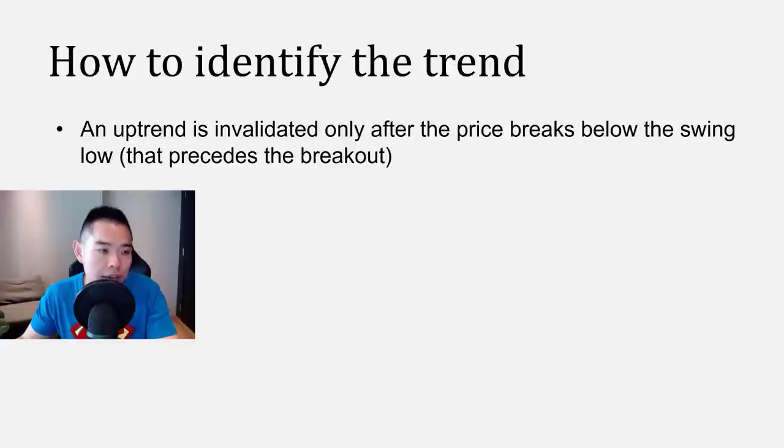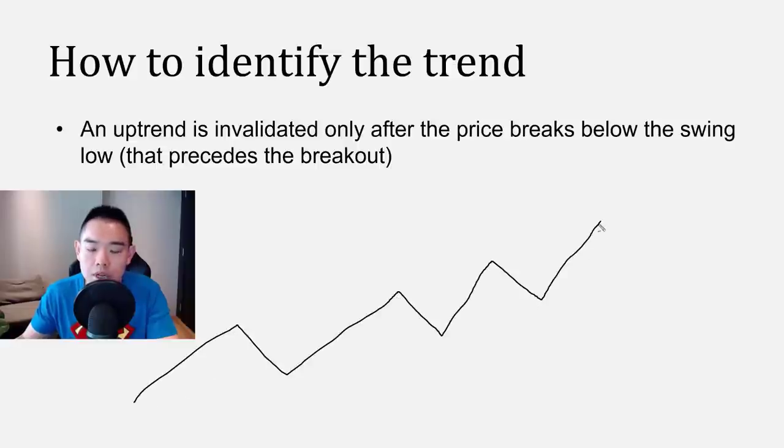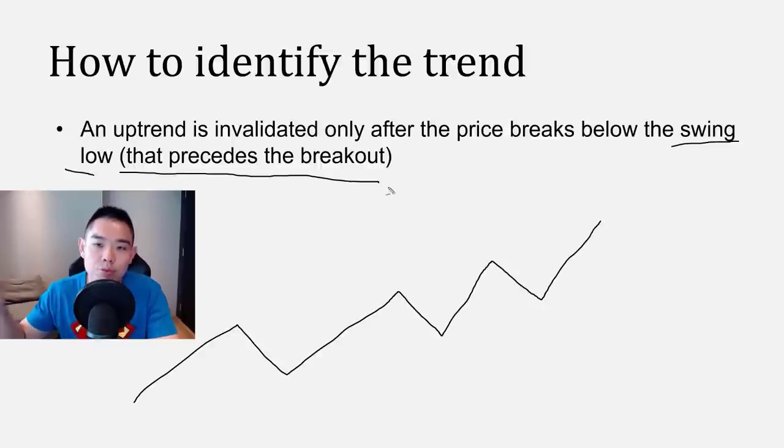If you look at an uptrend, price goes up, comes down, goes up, comes down, goes up, comes down, goes up. So when we talk about the swing low that precedes the breakout, we are actually referring to a major swing point on the chart. Now, when I talk about a major swing point, it can be hard to decide.